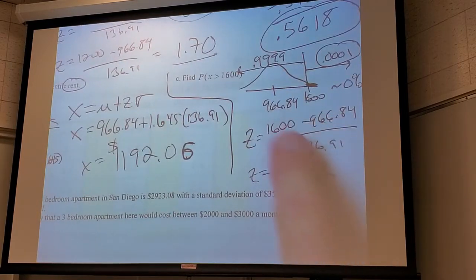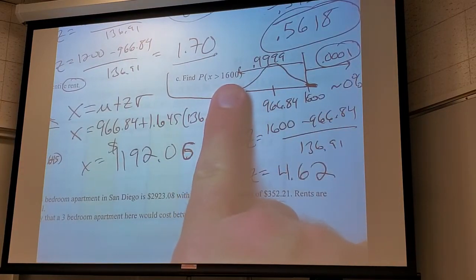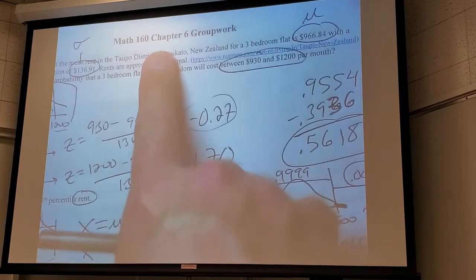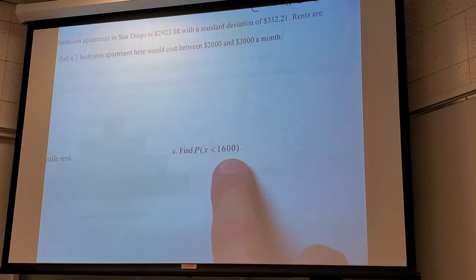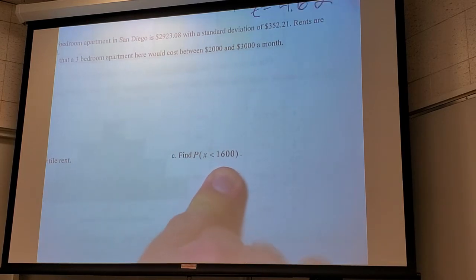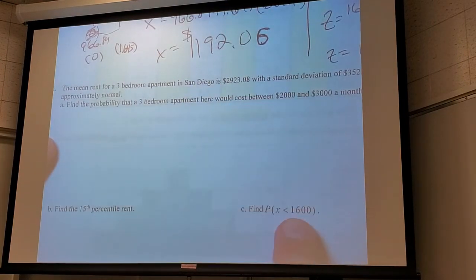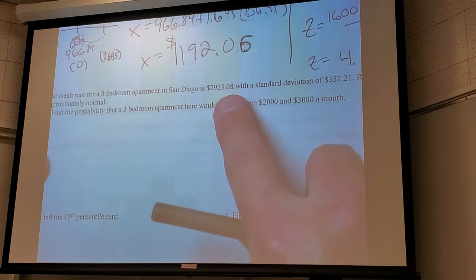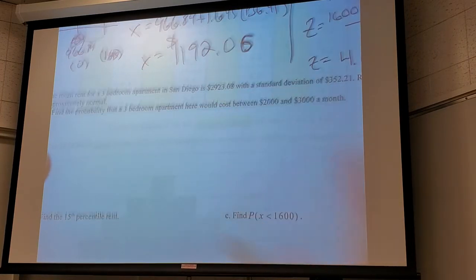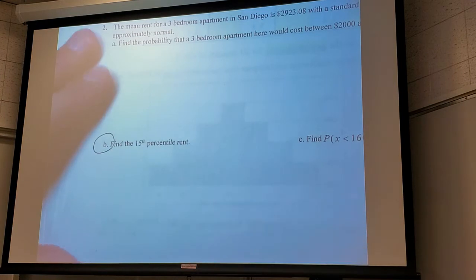So it's basically impossible somebody pays more than $1,600 a month for a 3-bedroom in this area. If we do this problem, it turns out to be basically impossible for somebody to pay less than $1,600 a month for a 3-bedroom in San Diego. You guys have that experience. But do you see how these are all basically the same problems? Just with different means and different standard deviations. I want to look at this one. Try to do part B on number 2.